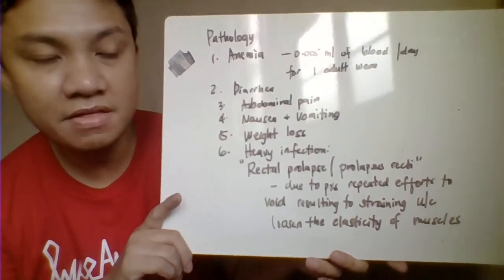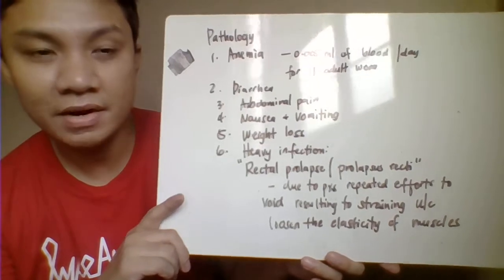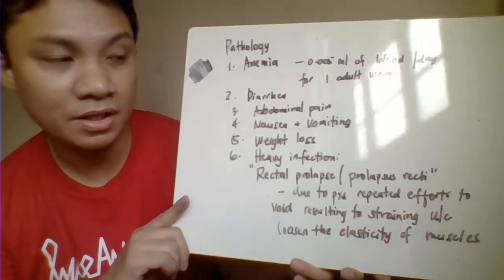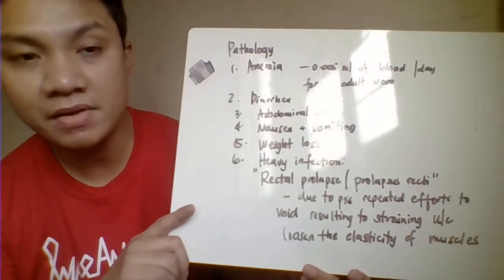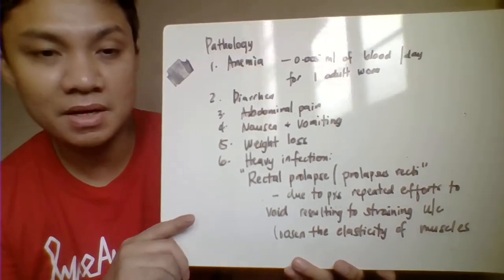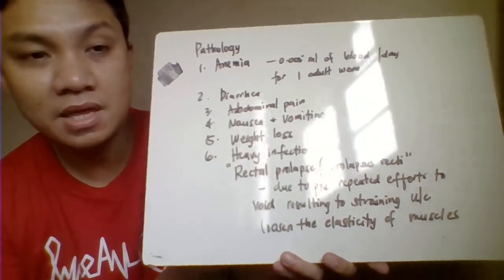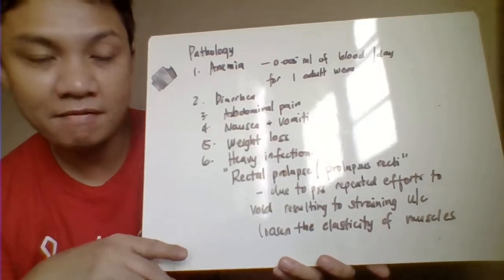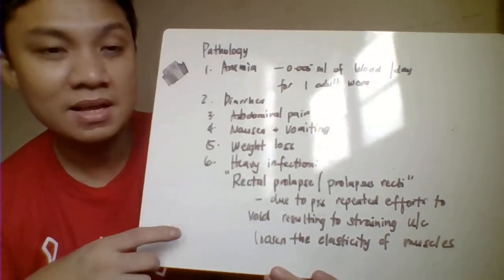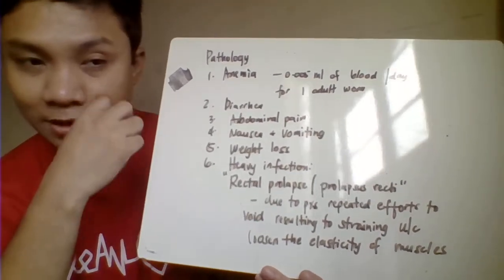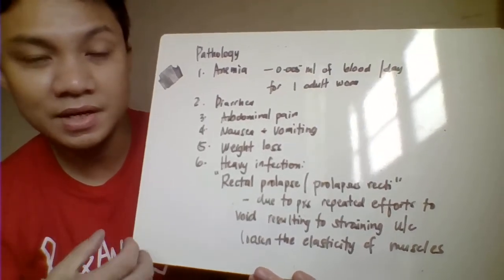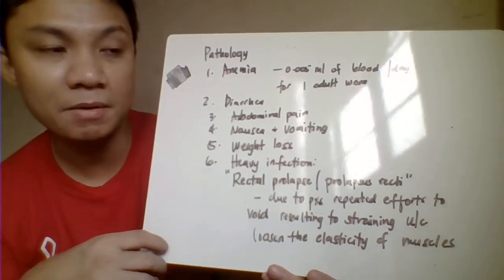Okay, then we have the different disease pathologies related to Trichuris infection or the whipworm infection. The first one we have is anemia. The patient infected by Trichuris experiences anemia because the parasite sheds blood, approximately 0.05 ml of blood per day per adult organism. So just imagine how many adults are infecting your body. In every adult worm, you are losing approximately 0.05 ml of blood per day.